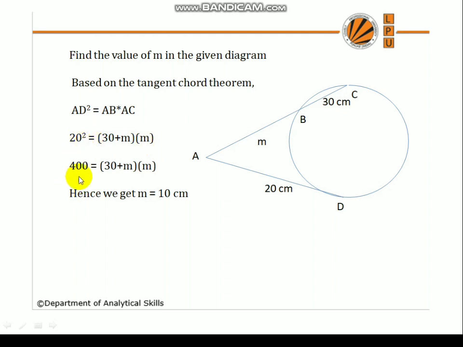What is 20 square? 400. The 400 can also be written as 40 into 10. In that way you can connect the right side. A 40 and 10 combination is possible. That is, if we substitute M is equal to 10, then we get 40 into 10. Hence we deduce M is equal to 10 centimeters.